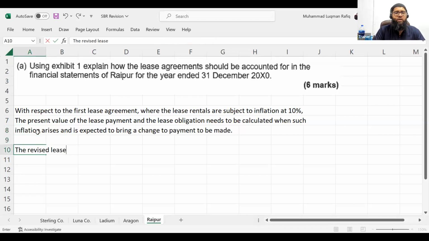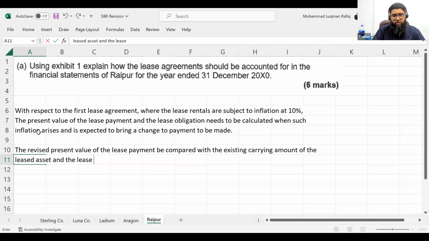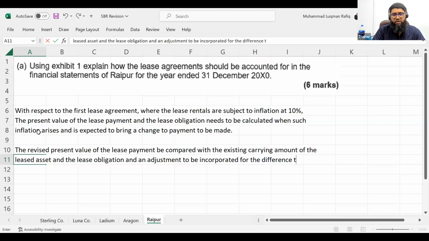The revised lease, the revised present value of the lease payment, will be compared with the existing carrying amount of the leased asset and the lease obligation, and an adjustment is to be incorporated for the difference that will arise.